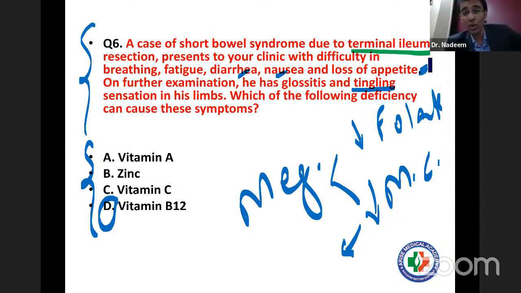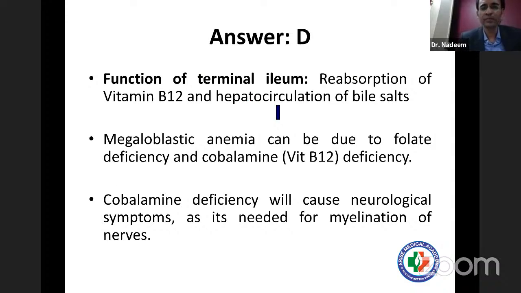The patient will also have glossitis. And when I have mentioned that patient is having a tingling sensation in his limbs, all pictures are very clear. In this surgical question, when I know that resection of terminal ileum was there, and terminal ileum is responsible for reabsorption of vitamin B12 and enterohepatic circulation of bile salts, I can solve this question. I hope this is clear to all of you.